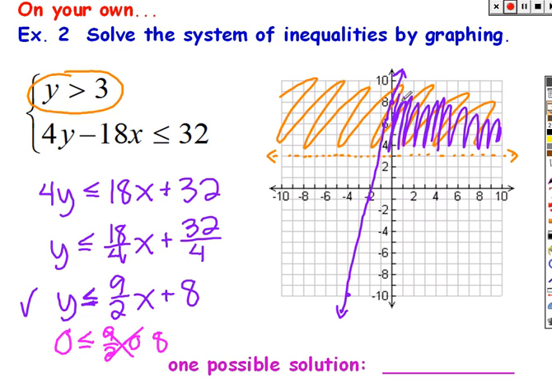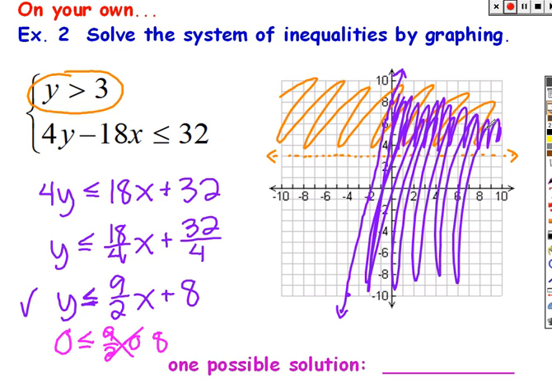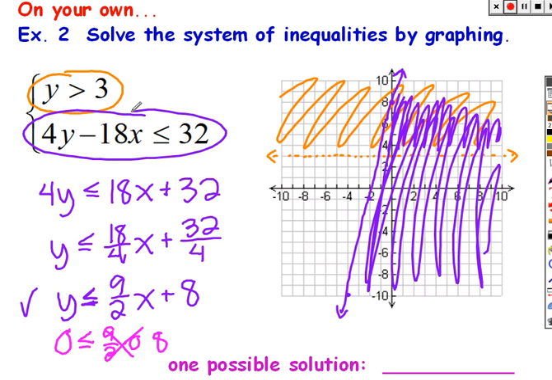Yes, it is. So this is where I would shade to graph that second inequality. Now, it looks like I already went through and graphed the solution to the system, if you caught it. So where's the overlap? That's the part in the upper right corner.